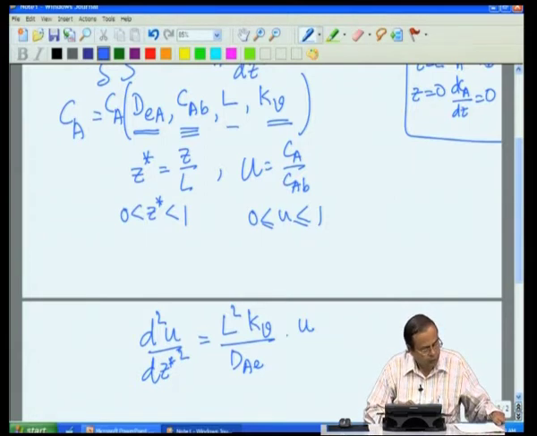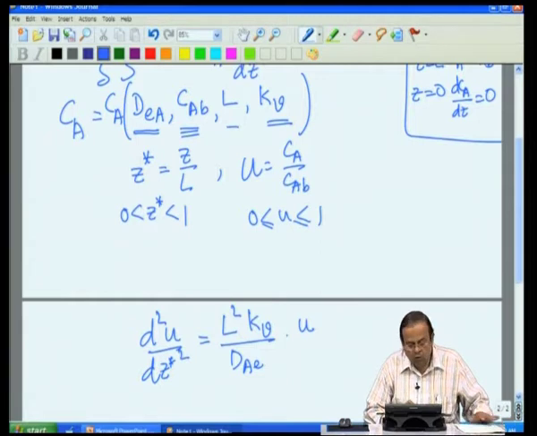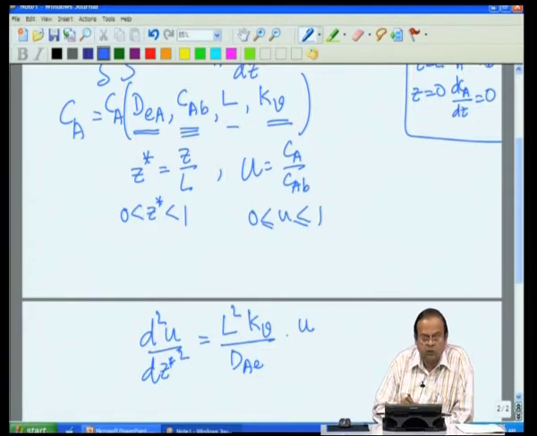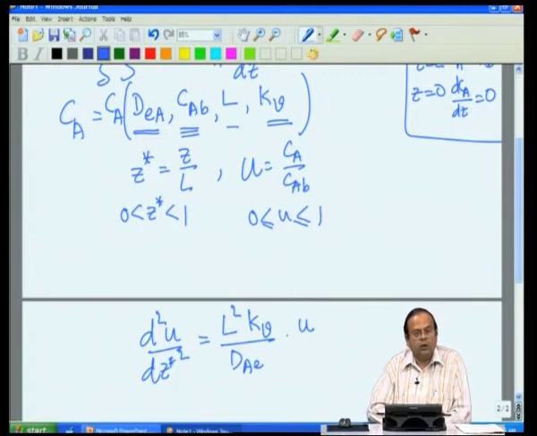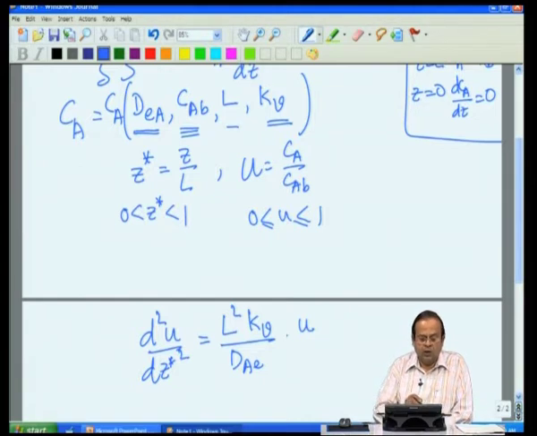So, now if we look at the term L square kV by dAe, what are the dimensions of this term? Without even checking the dimension of each of these terms, we can clearly see the left hand side, d square U by dz square, is dimensionless. So, the right hand side also must be dimensionless.